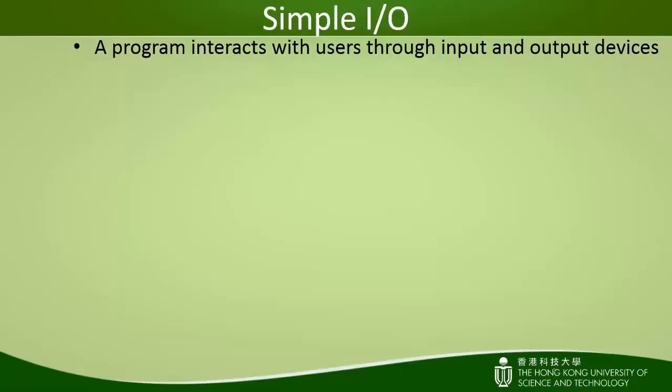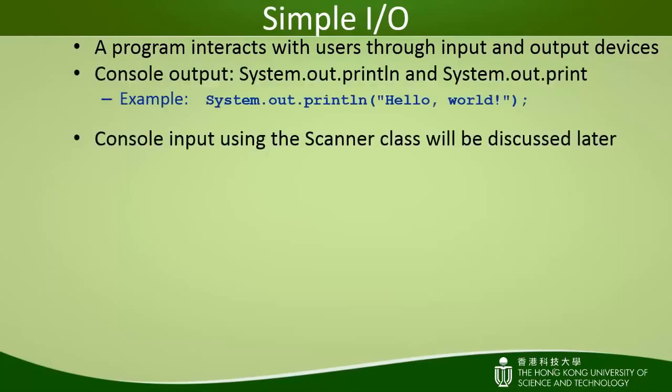When we introduce hardware, we discussed that computers interact with users through input and output devices. Most high-level programming languages provide standard input and output methods for programs to obtain input from users and output results to users for inspection.